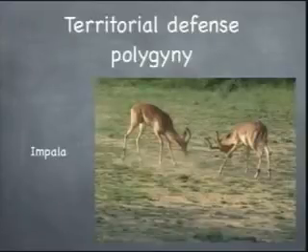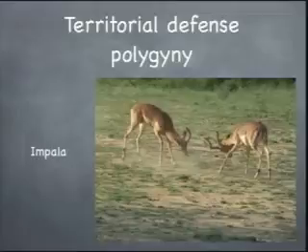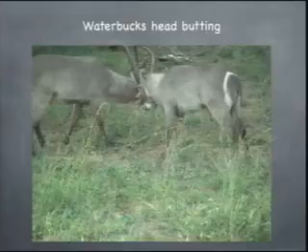Here's an example of territorial polygyny. This is an example with impala, where a male will set up a territory and defend that territory from other males. Here's an example of two males going at it. One is trying to maintain his territory, and the other is trying to take it over. There's competition for good territory. You might imagine the females wander into areas that have lots of food, as an example, right? So if you're a male, you don't want just any territory. You want the best territory, the one most likely to have females around. Here's another example: waterbucks headbutting.